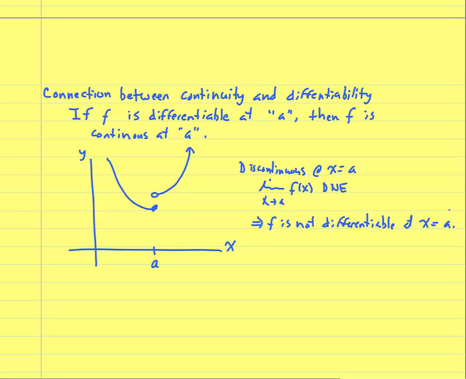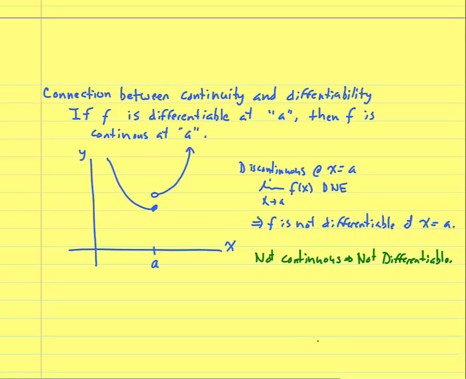Okay, so because I have a discontinuity, I don't have a continuous graph at a, that means I'm not going to be able to differentiate at a either. This is going to be an important idea. Now another thing that we could say here, just to make this a little bit more clear, is we could say not continuous implies not differentiable. So that's basically what this theorem is saying.